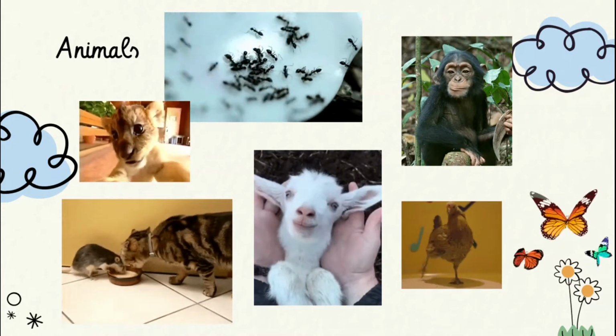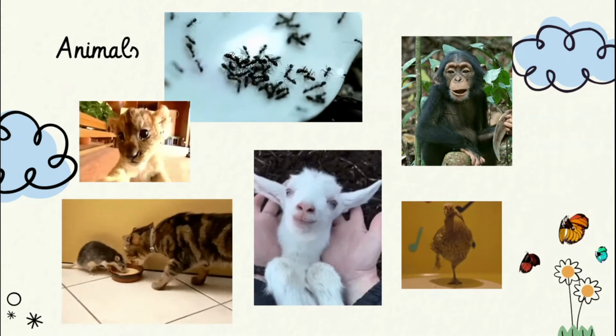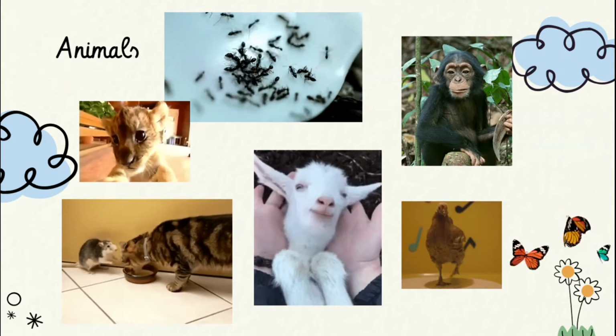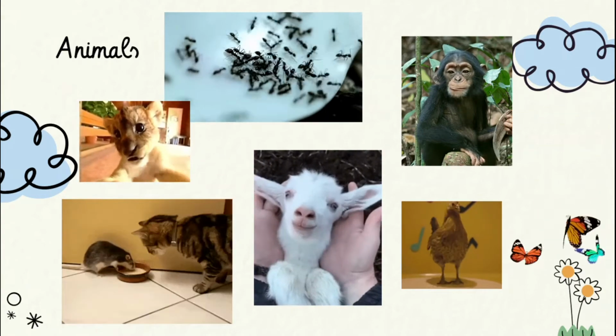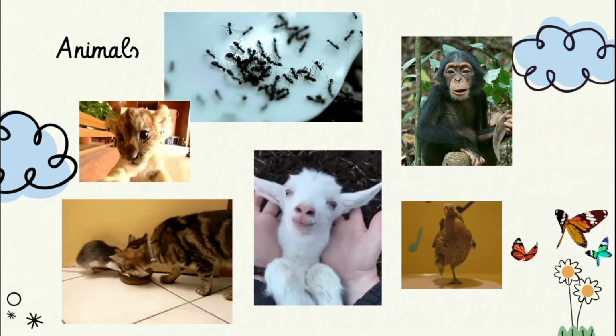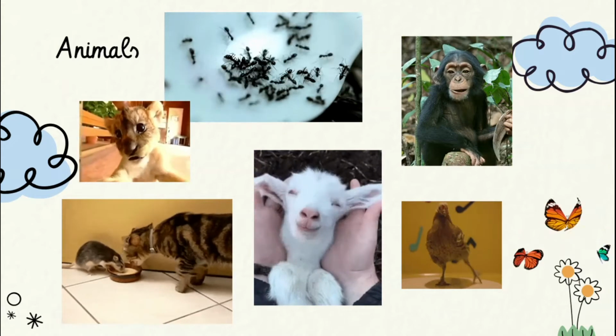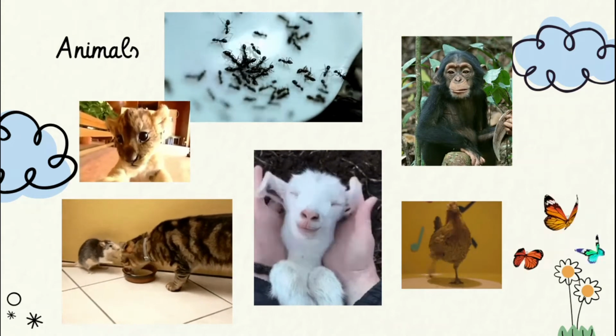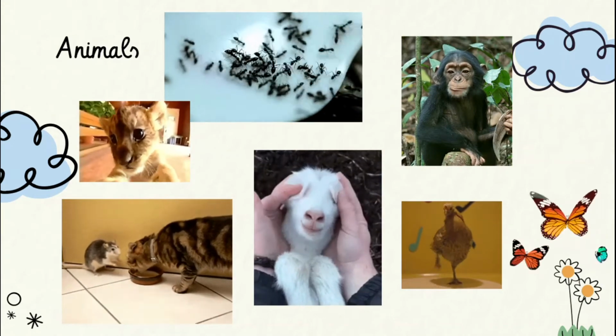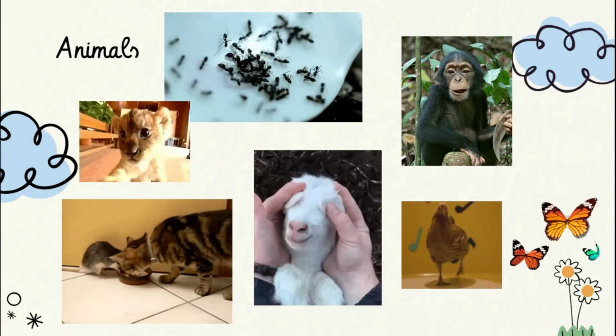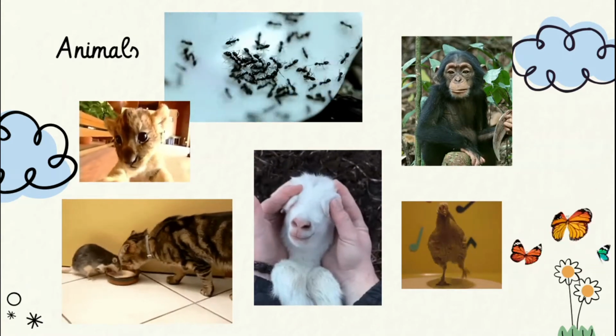These animals are all animals, but they are different. They have different outer parts. They look different, but they have some parts that have the same function as humans do. Let's see, I will show you what those functions are.